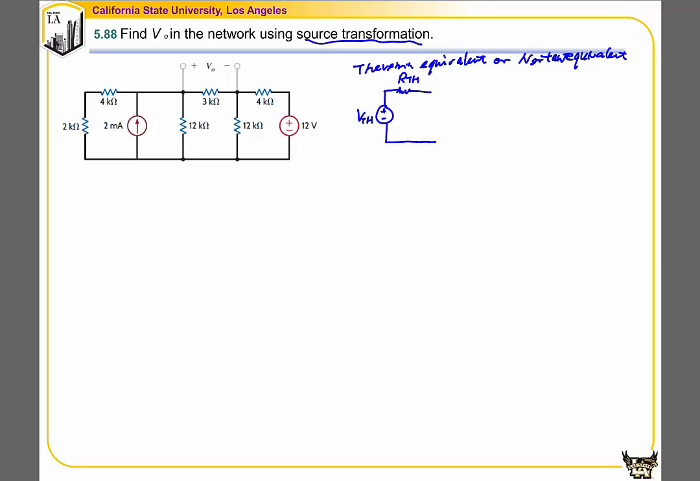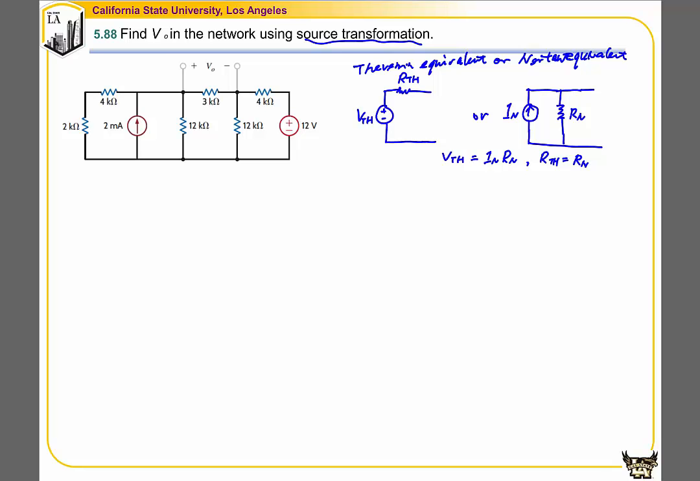And the Norton equivalent will simplify part of the circuit to be one current source IN with one resistor RN in parallel with it. Because we can use either of these two structures to simplify part of the circuit, it also implies one representation can be converted to the other under the requirement that VTH is equal to IN times RN, and RTH is equal to RN. This provides the basis of using source transformation to solve problems.